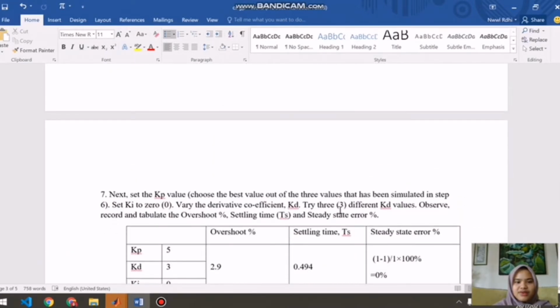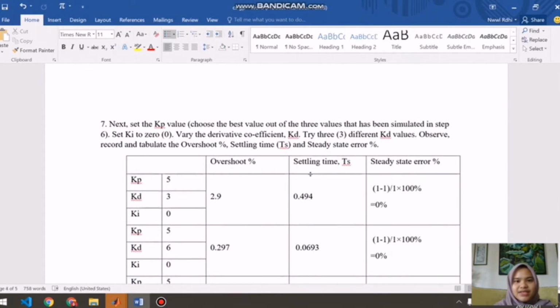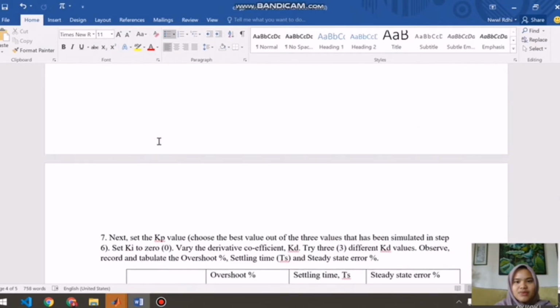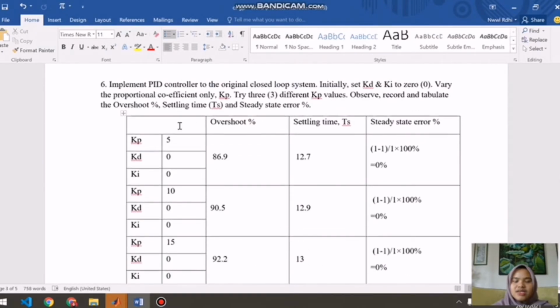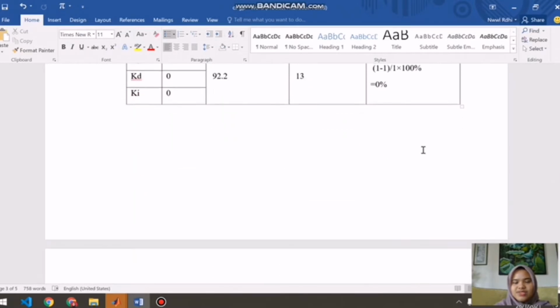And for question number 7, the question asks to choose the best value of the 3 values of Kp, which is I choose 5 because based on the graph, the graph starts to be stable when I use Kp equal to 5, and the overshoot is 86.9, settling time is 12.7, and the steady state error is equal to 0%.